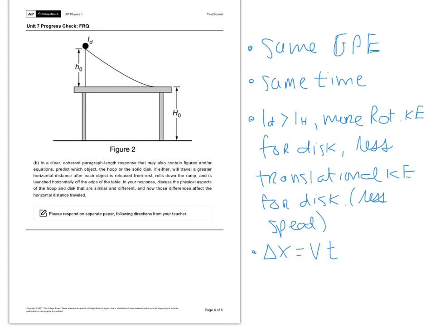Those are the 4 main points. So 1 point for saying they have the same initial gravitational potential energy, 1 point for some kind of statement about the kinetic energy at the bottom of the ramp, in other words, which one has more and why. 1 point for saying they're both going to be in the air for the same time because the height is the only thing determining that. And the 4th point is for saying that the hoop will travel farther because it has more translational speed, and distance is directly related to speed. And once again, that 5th point is for writing a clear, consistent paragraph.